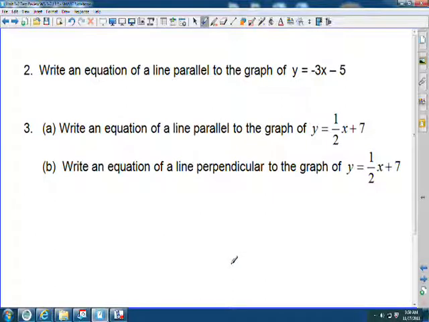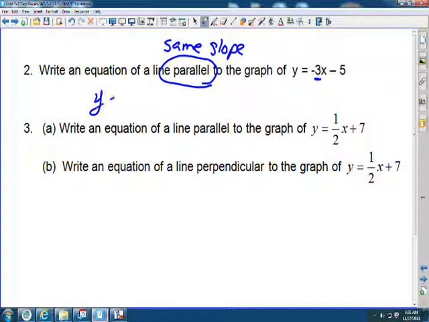Here's the next one. Number 2 says, write an equation of a line that is parallel to the graph. Okay, parallel. Remember again, same slope. Well, which number is the slope? The slope is negative 3. So I get y equals negative 3x. And again, you can leave it like this because the y-intercept is 0, or I can make it plus 8. It doesn't matter what the y-intercept is.